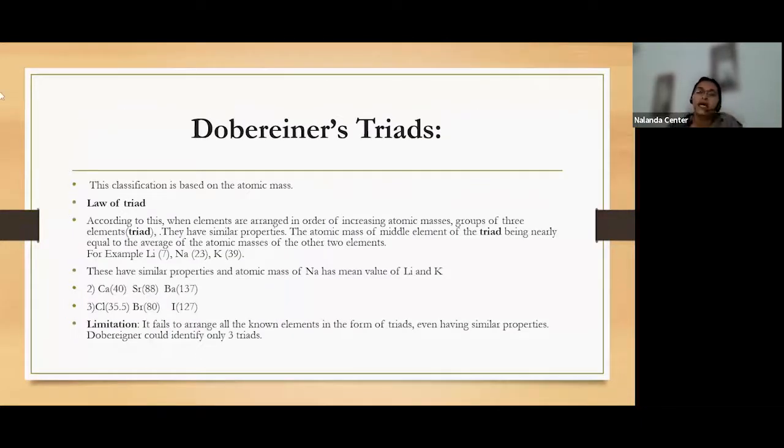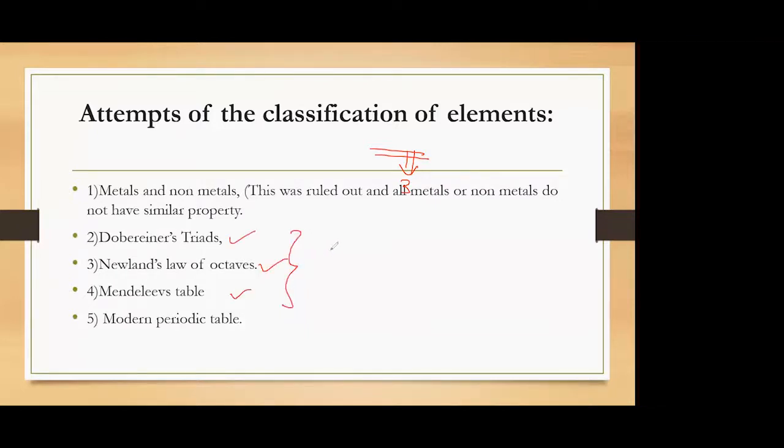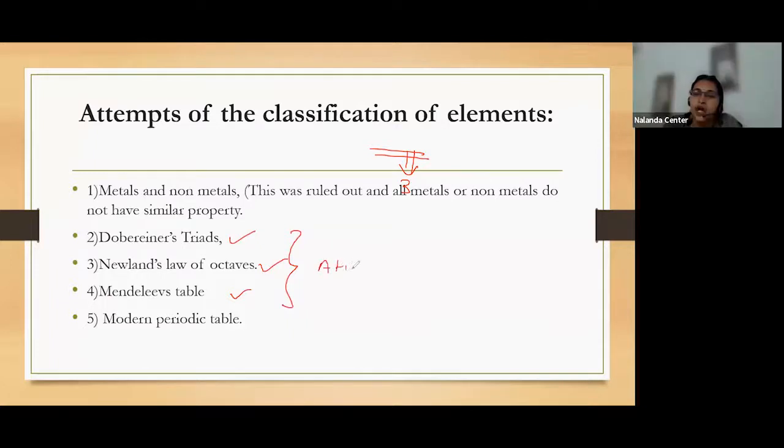Now, what did this guy do? Dobereiner's triad means he arranged the known elements in groups of three. You have to understand one thing: in Dobereiner's triad, Newland's way of classification and Mendeleev's table, the classification is based on atomic mass.